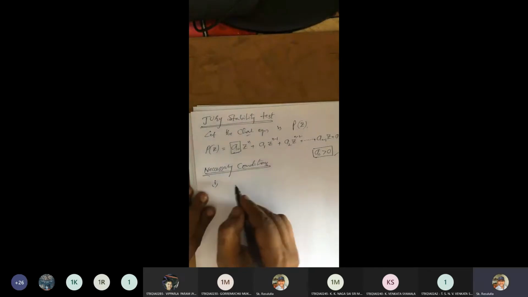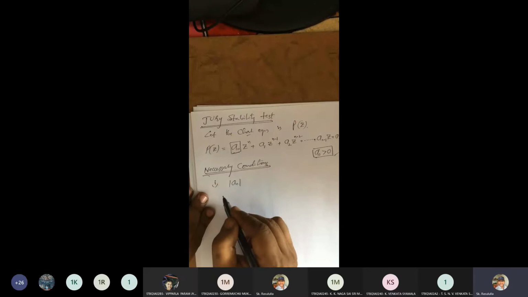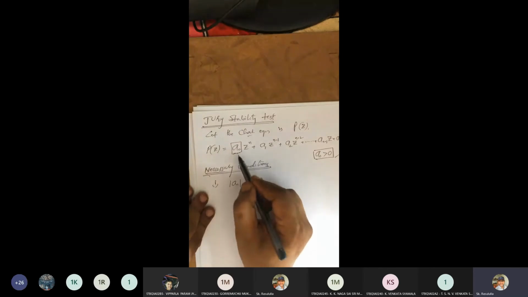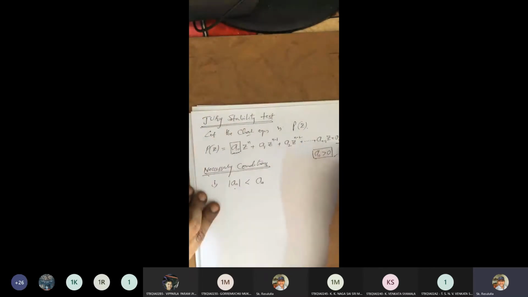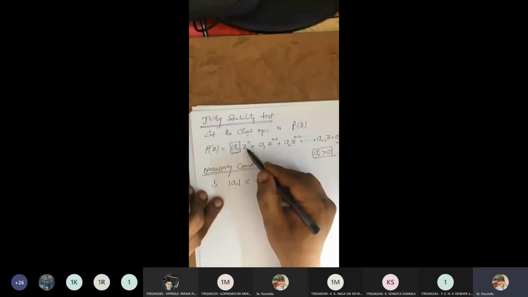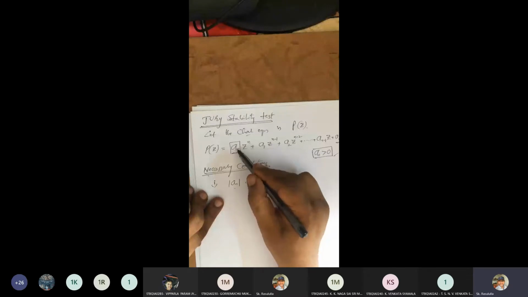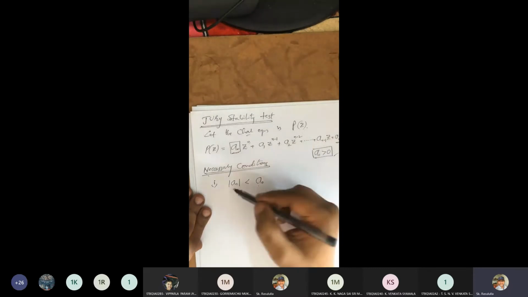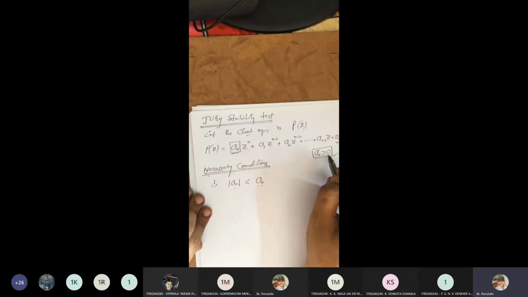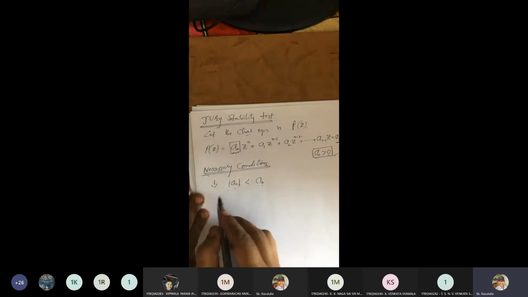Necessary conditions. First one, the magnitude of an must be less than a0. an is the constant term, and a0 is the coefficient of the highest degree term, z to the power of n. The magnitude of a0 must be greater than an, that is, the magnitude of an must be less than a0. a0 is a positive value, it must be greater than 0. For an, even if it is a negative value, we take its magnitude. So mod an must be less than a0.